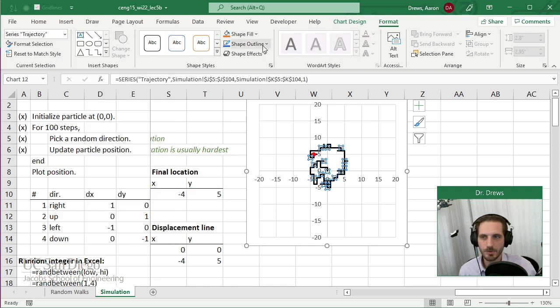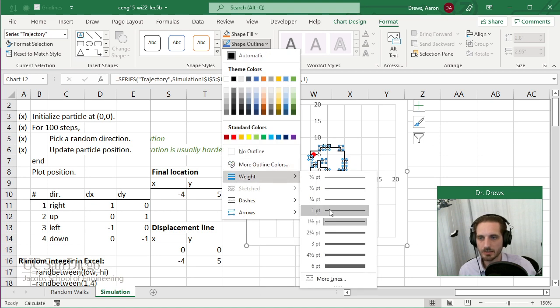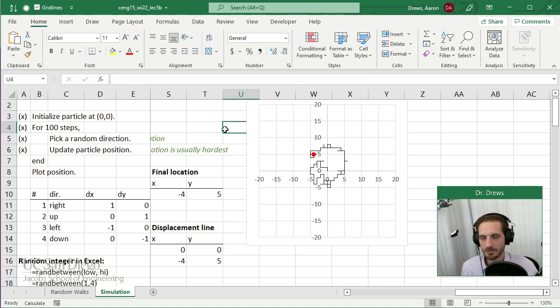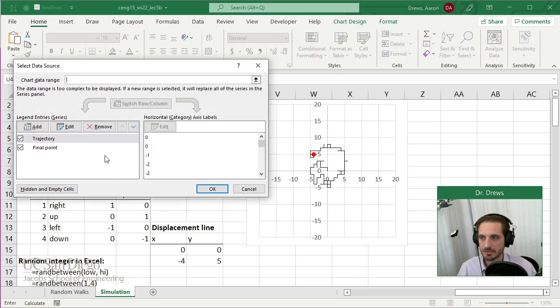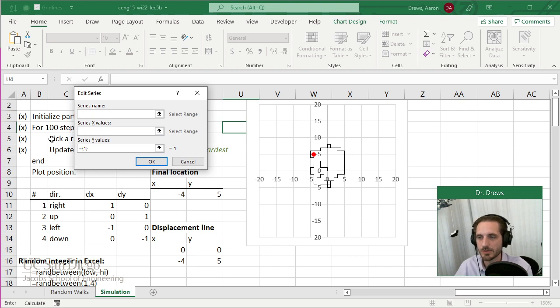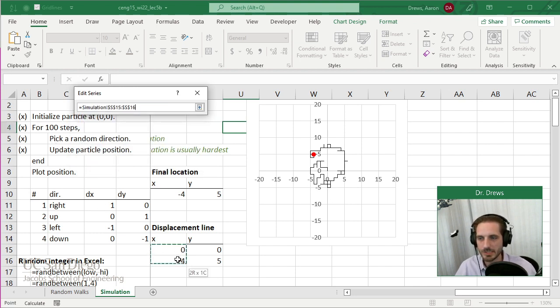I'm going to reduce the weight of the black line a little bit just so that we can see it a little bit. That red marker kind of pops when the black line is a little bit thinner. And then we add one more data series, which is to add the displacement line. So we're going to say select data, add another one. This one we'll call the displacement line. And we'll just select the two x's here and the two y's.